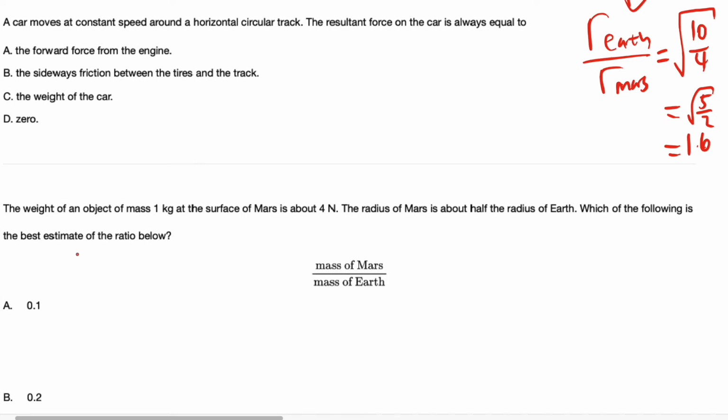The car moves at a constant speed around a horizontal circular track. The resultant force on the car is always equal to the force from the engine, the sideways friction between the tires and the track, the weight of the car, or is equal to 0. So we know the net force is going to be equal to centripetal force, and centripetal force is being supplied by some sort of force, and in this case it is provided by friction between the tires and the track. So B is the answer.